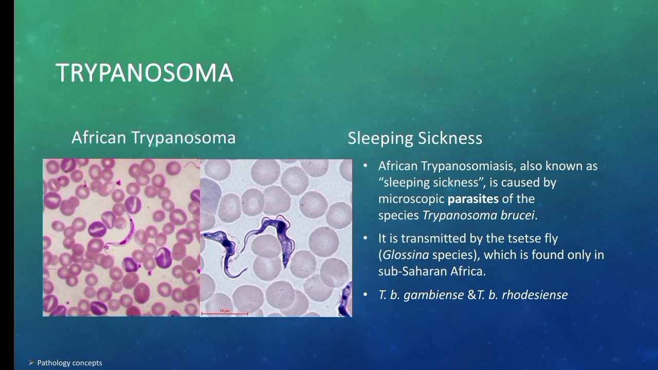Let's learn about Trypanosoma. Mainly two types of trypanosomal infections are present. First is African and the second is American trypanosomiasis. First we see African trypanosomiasis, which is also called sleeping sickness. It is caused by the microscopic parasite Trypanosoma brucei. The vector for sleeping sickness is the tsetse fly, which is found in sub-Saharan Africa. Important species are Trypanosoma brucei gambiense and Trypanosoma brucei rhodesiense.